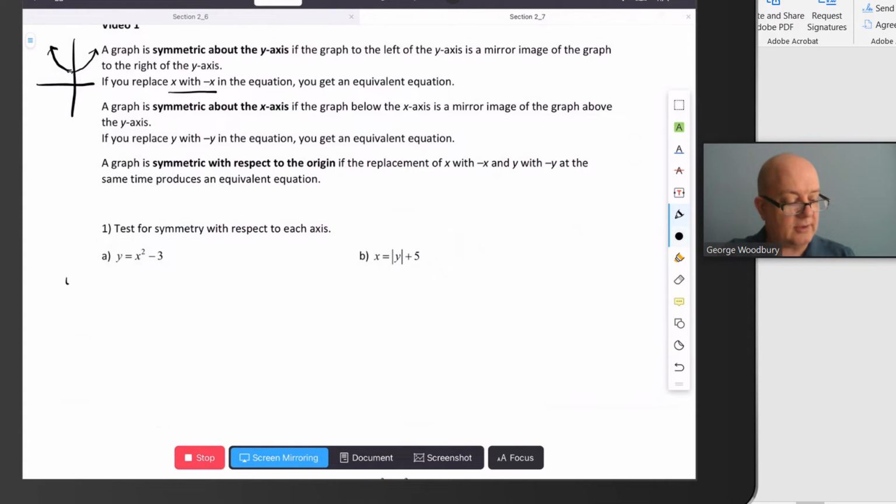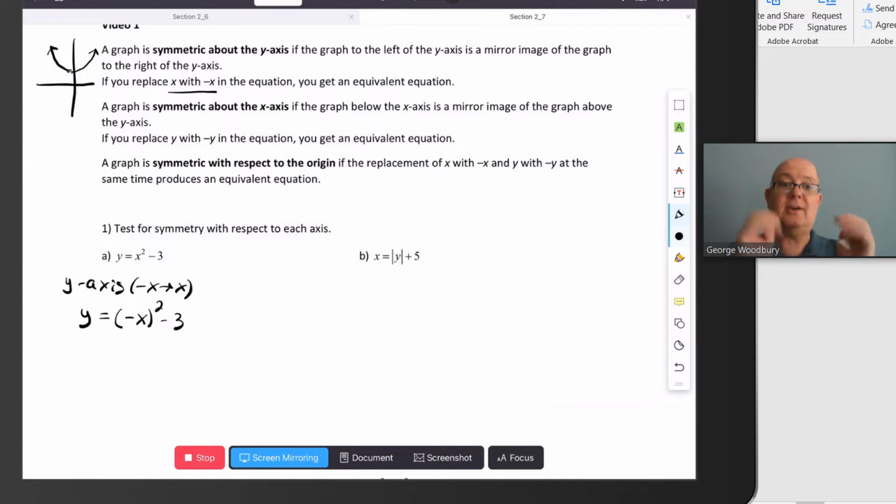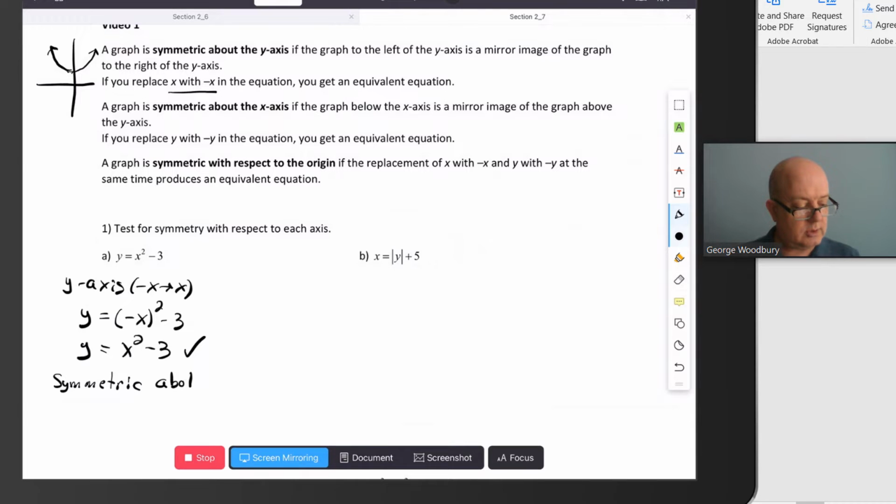All right, first, we've got y equals x squared minus 3. I'm going to check the y-axis first, and that means that negative x is going in for x. So that's going to be y equals negative x raised to the second power minus 3. Negative x times negative x is positive x squared, so this becomes y equals x squared minus 3. That is the same, symmetric about the y-axis.